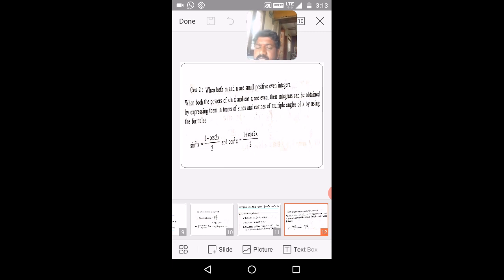Because you have the formula in multiple angles of trigonometric ratios, that is, 1 plus cos 2a is 2 cos square a, or 1 minus cos 2a is 2 sin square a. That is, 1 plus cos 2a by 2 is cos square a, and 1 minus cos 2a by 2 is sin square a. So using these formulas you substitute cos square and sin square, then use the substitution method to solve the questions.